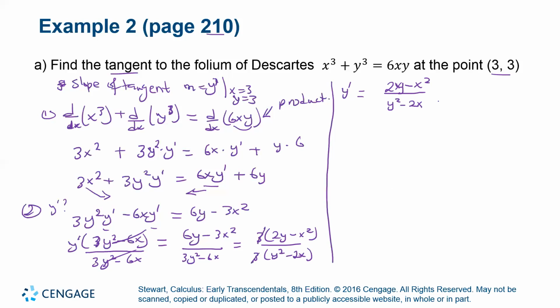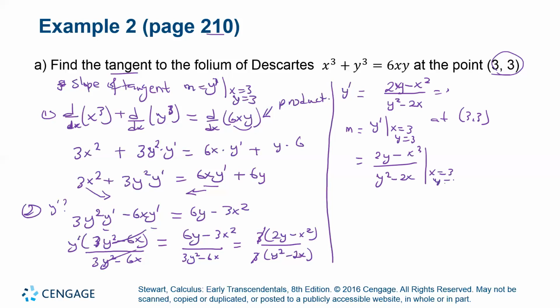Now the slope, which is the m, is a value. It is this expression here evaluated at x equal to 3, y equal to 3. Why? Because the slope at the point (3, 3) is needed. So this gives us, let's write this again: 2y minus x squared divided by y squared minus 2x, evaluated at x equal to 3, y equal to 3.